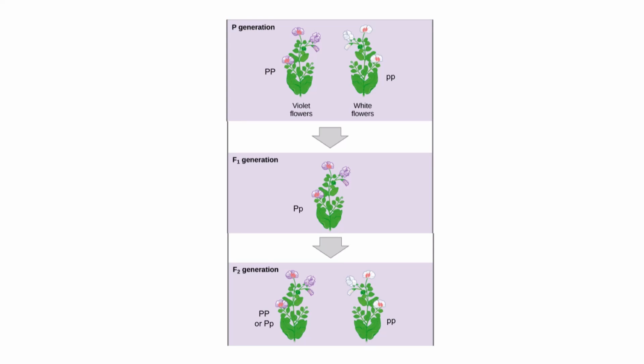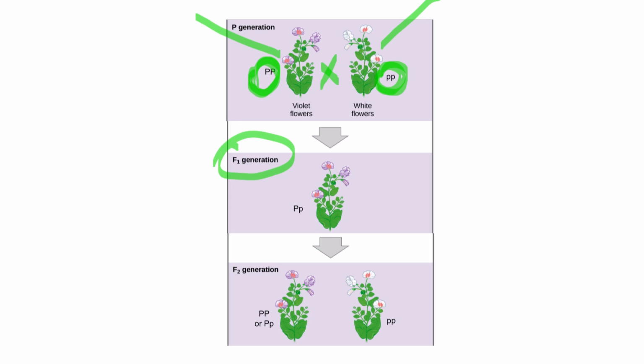So, for instance, in this picture, our P generation is a cross between a pea plant with white flowers and a pea plant with purple flowers. We happen to know the genotypes of these two pea plants here. The white-flowered pea plant is homozygous recessive, and the purple-flowered pea plant is homozygous dominant. So when we cross these two plants, what we end up with is the F1 generation, down here. 100% of the individuals are purple, and all of them have a heterozygous genotype.